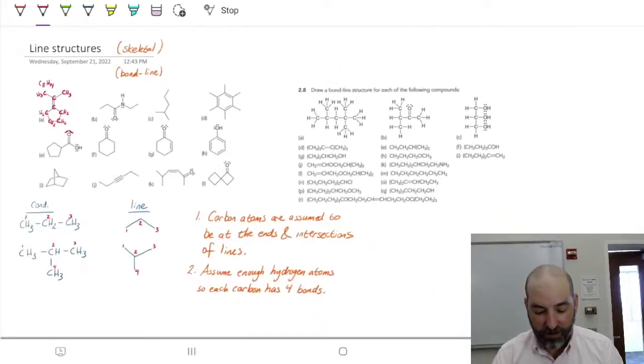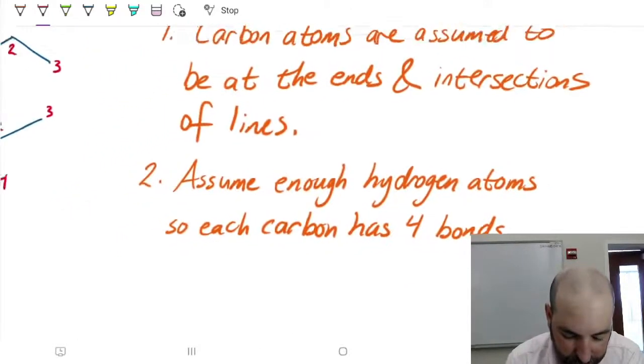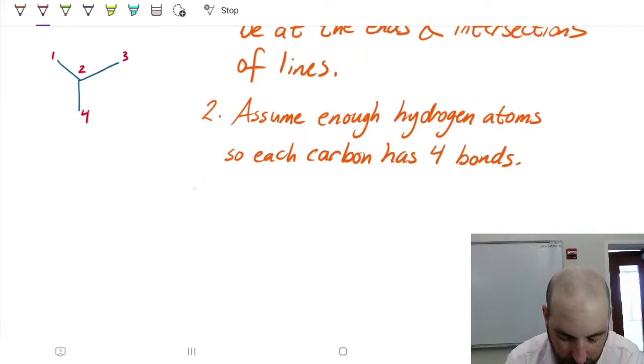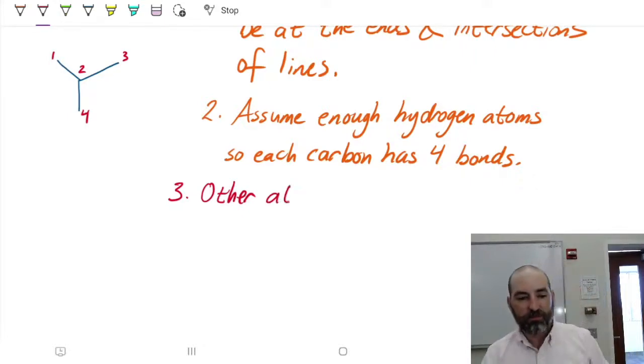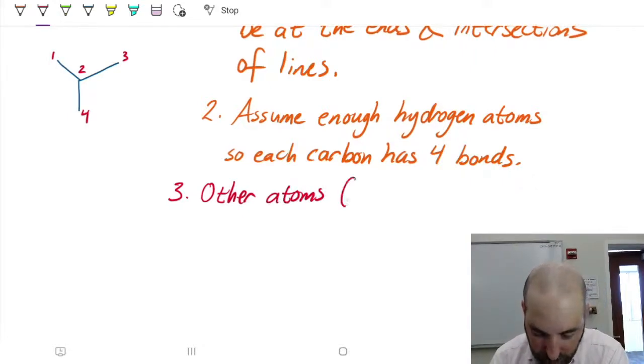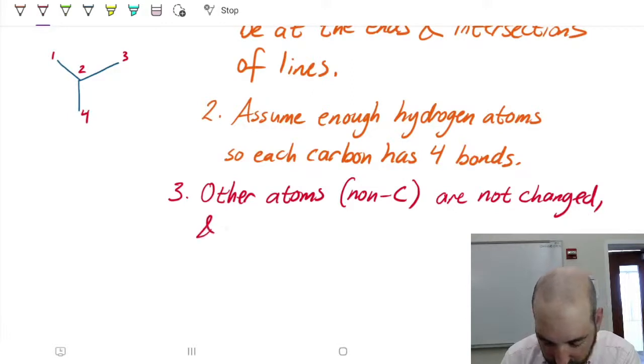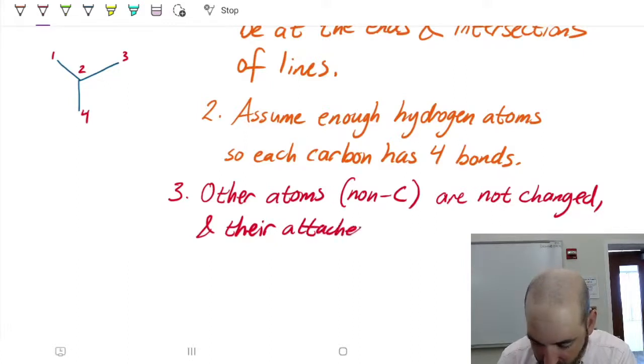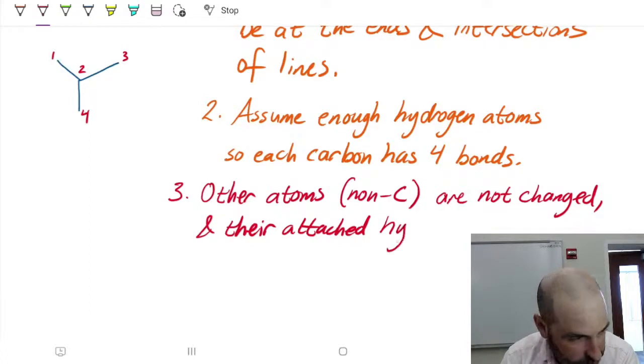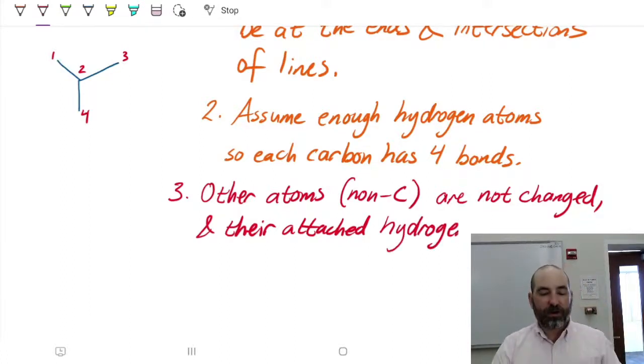So let's go back and write a third rule here. Other atoms that are not carbon, non-carbon atoms, are not changed, and their attached hydrogens are always shown. All right, so we're not going to mess with those other atoms.